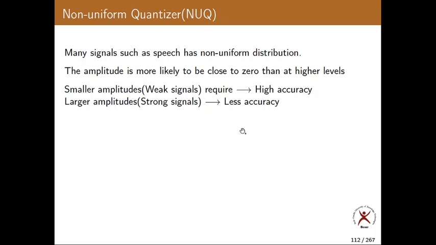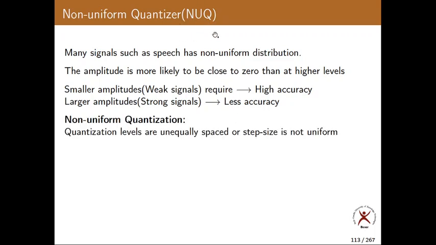Now we will discuss non-uniform quantization. It is most widely used for speech signals. Why? Because in speech there are two types of signals: weak signals and strong signals. Mostly we speak using weak signals, and rarely we use strong signals. The weak signals, which have smaller amplitudes, occur very frequently. So we wish to provide maximum accuracy to the weak signals, whereas we don't bother about the strong signals because they occur very rarely.